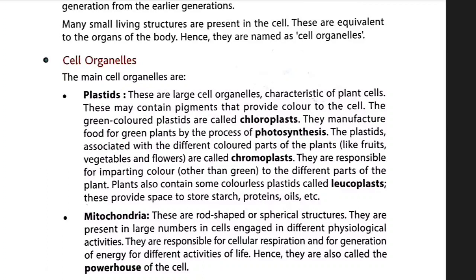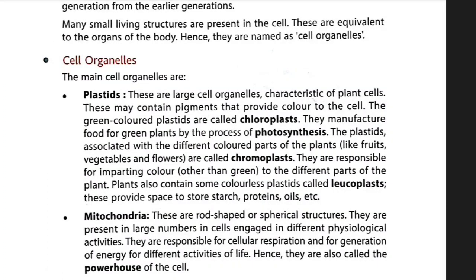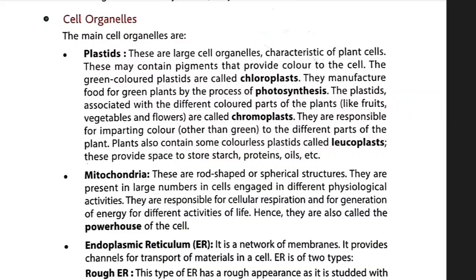In the previous class, we already discussed that a cell has three parts: nucleus, cell membrane, and cytoplasm. Particularly, the cytoplasm consists of a number of organelles, a number of parts, and these parts are called cell organelles.